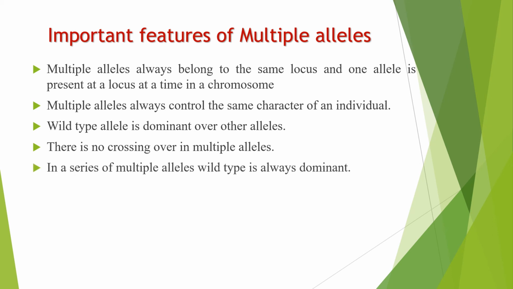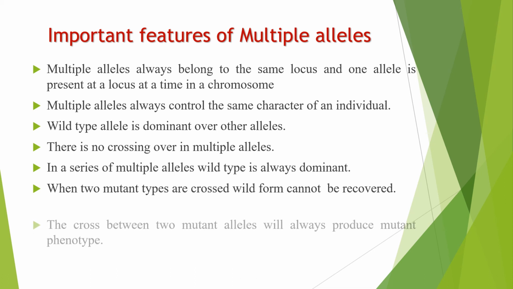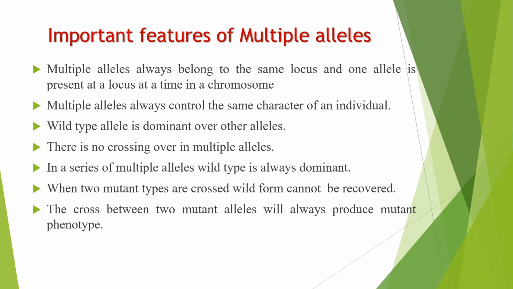The next feature is that in a series of multiple alleles, wild type is always dominant over the other alleles. When two mutant types are crossed, then wild type cannot be recovered. If we cross two mutant alleles, then it always produces the mutant phenotype. So these are some important features of multiple alleles.